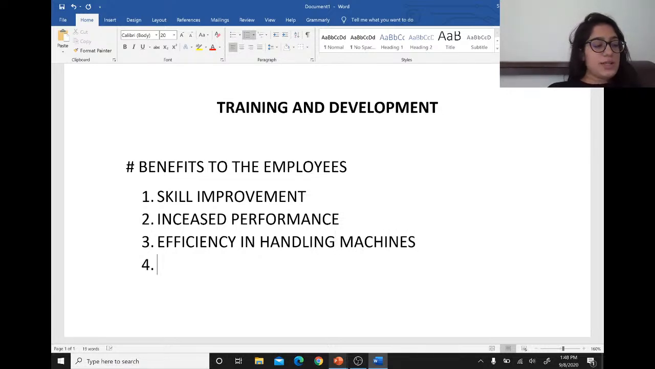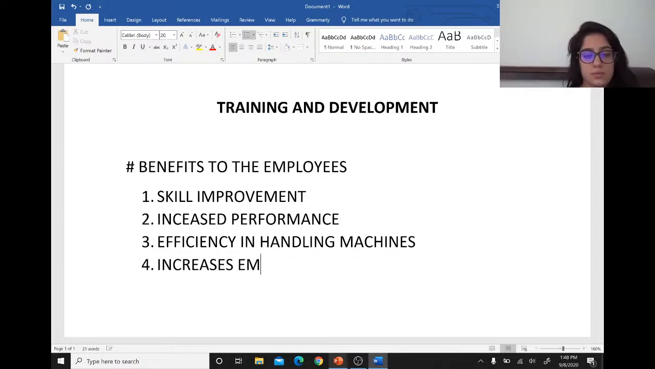Then the fourth one is training increases the satisfaction and morale of the employees, as we discussed in the case of benefits to the organization. So I hope these points are clear.